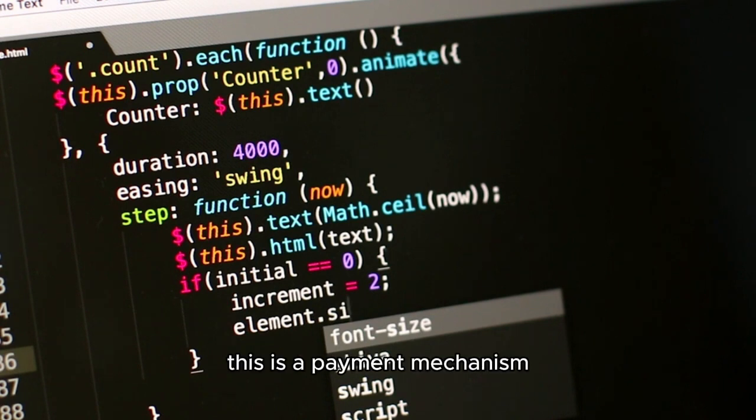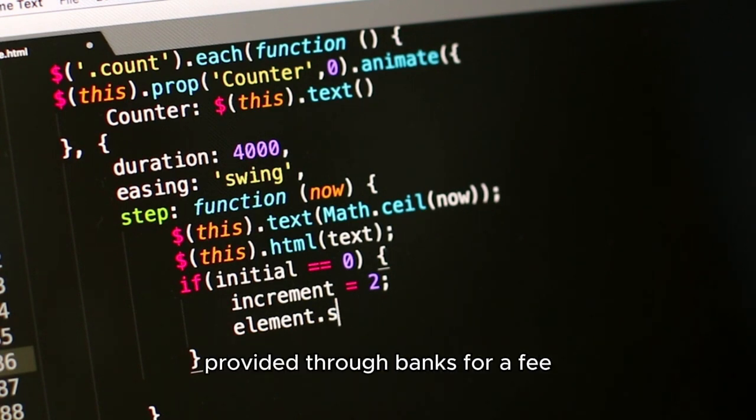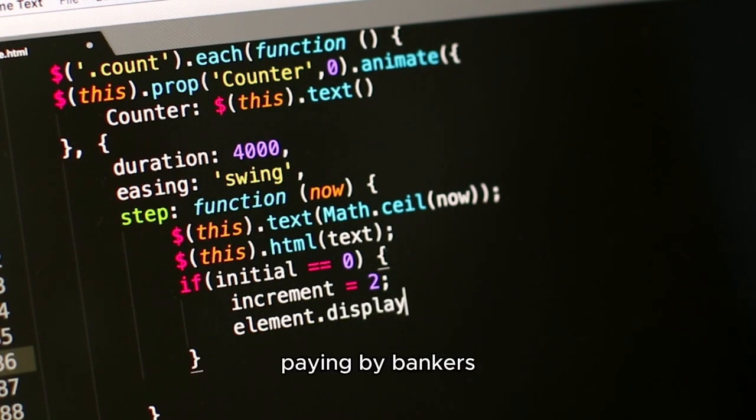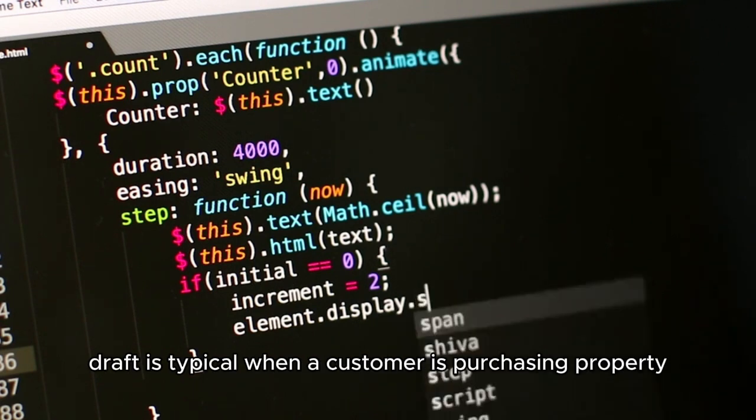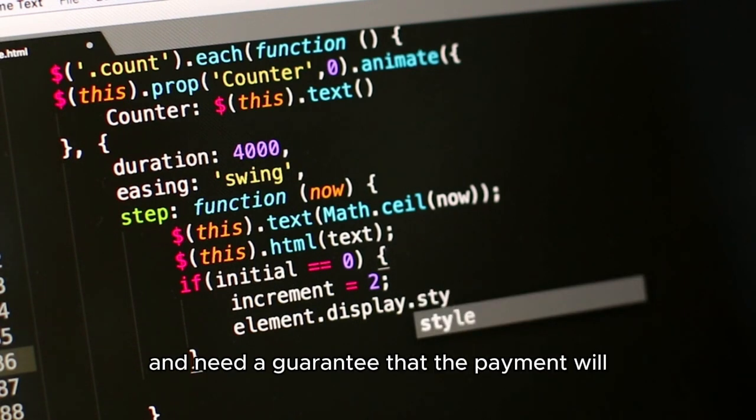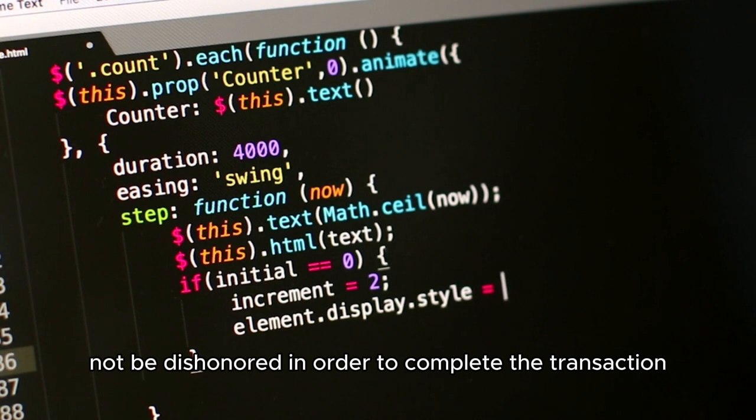Banker's draft. This is a payment mechanism provided through banks for a fee. Paying by banker's draft is typical when a customer is purchasing property and needs a guarantee that the payment will not be dishonored in order to complete the transaction.